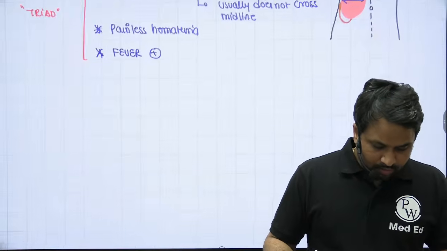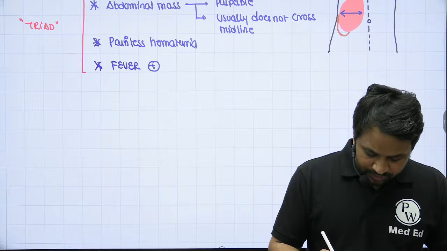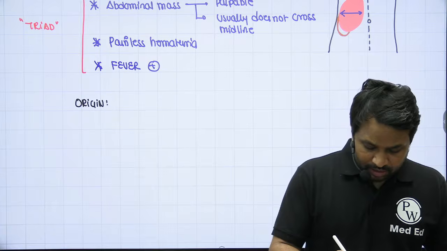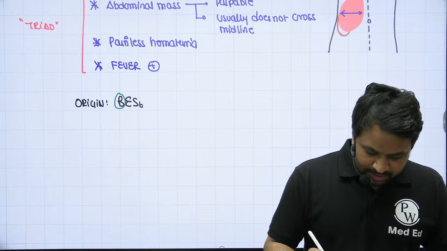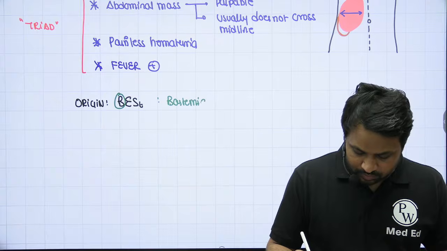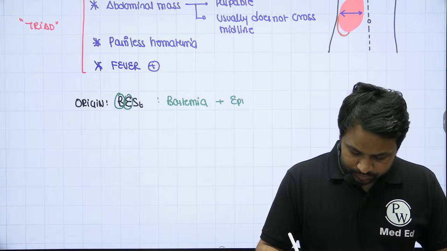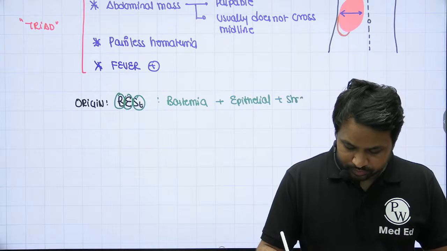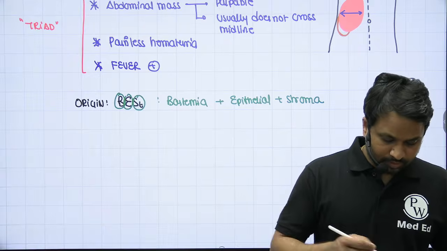Now, remember when you talk about the origin of the Wilms tumor, just for the sake of understanding, it originates from three components which can be remembered as BEST. Now, what does BEST stand for? B stands for blastemia. E stands for epithelial tissue. And ST stands for stromal tissue. So there is blastemia, there is an epithelial component, and there is stroma as well.